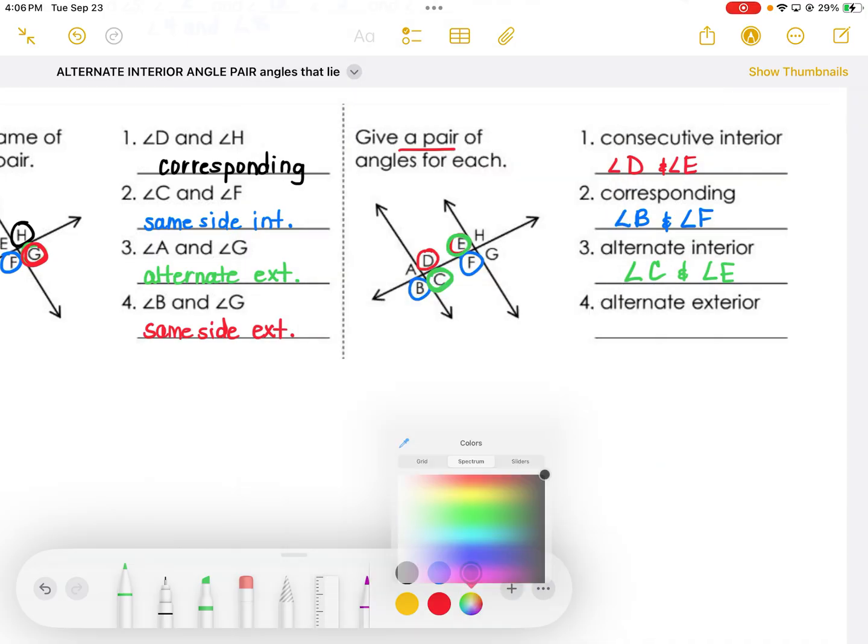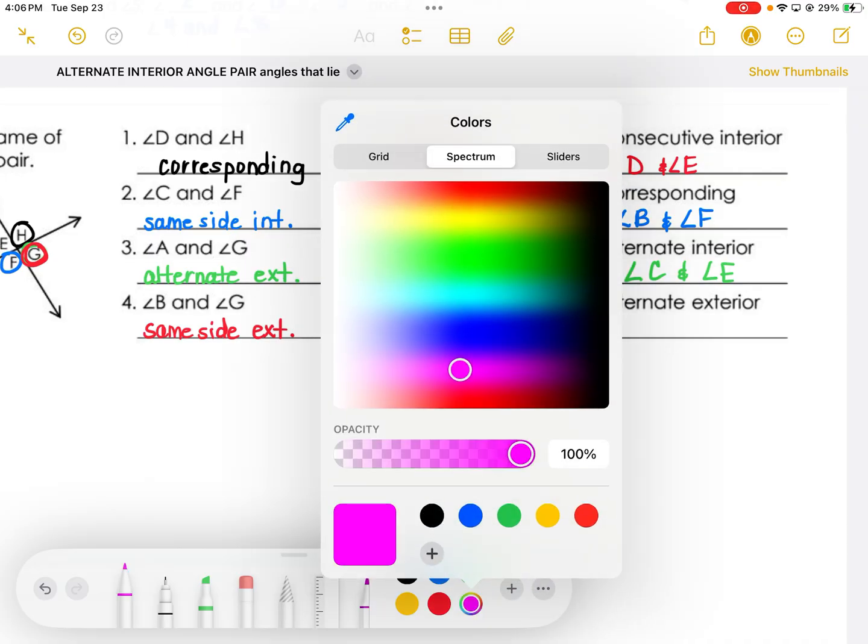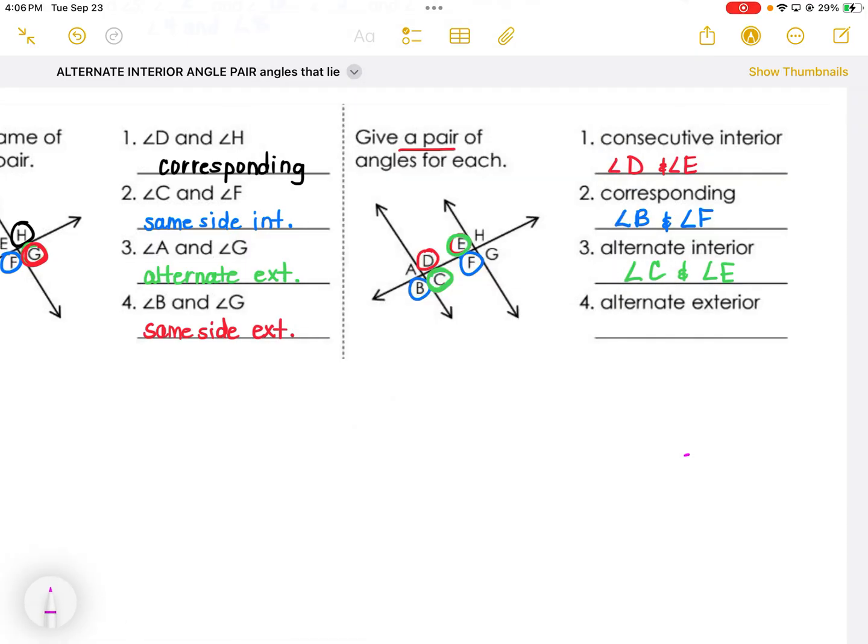And then lastly, let me get a new color. I'll do that color. Alternate exterior, why don't we do some we haven't used? Exterior here, but on the other side, A and G. So those would be your examples of alternate exterior, A and G or B and H.